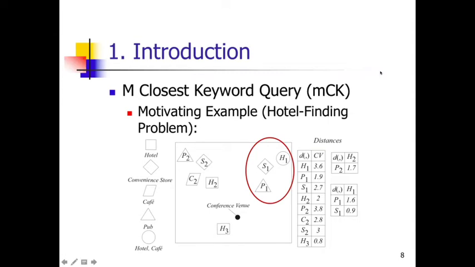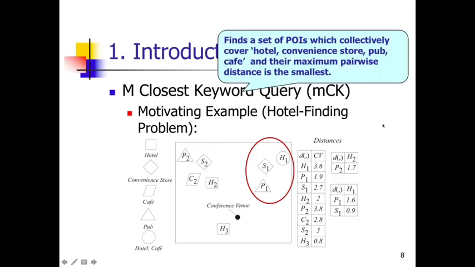The third one is called the m-closest keyword query, which finds a set of points of interest which collectively cover a hotel, convenience store, pub, and cafe, and whose maximum pairwise distance is the smallest. Thus, it is not aware of the query location. In our example, it also finds H1, S1, P1, and H1 is the point of interest containing the keyword hotel, but is far away from the conference venue.